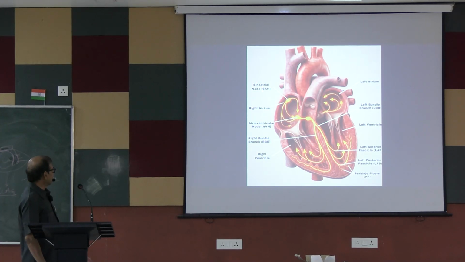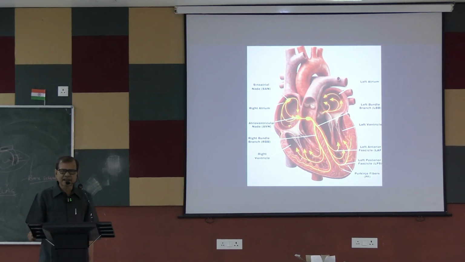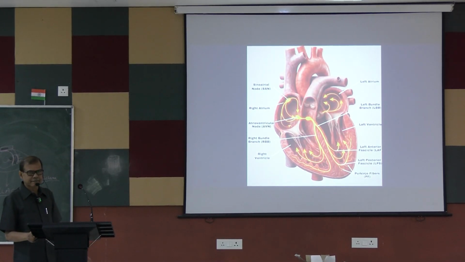This is the sinoatrial node. This is the right atrium. This is the SA node. SA node is situated in the right atrium at the entry point of superior vena cava on the lateral aspect of the wall. It is the natural pacemaker with an intrinsic heart rate of 60 to 100 beats per minute.